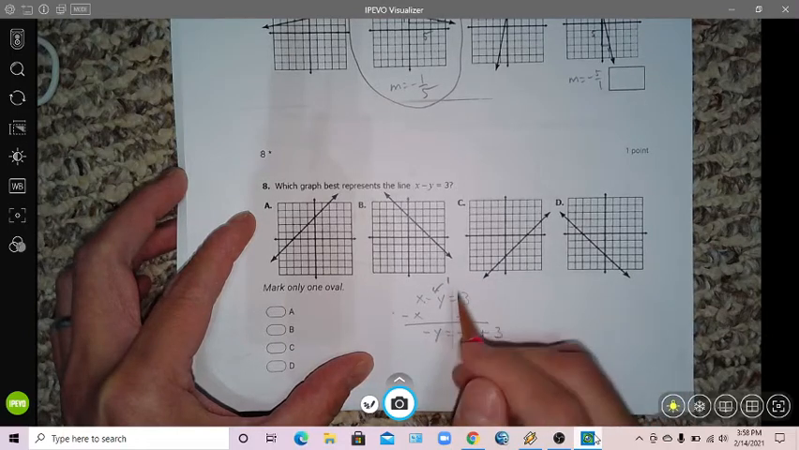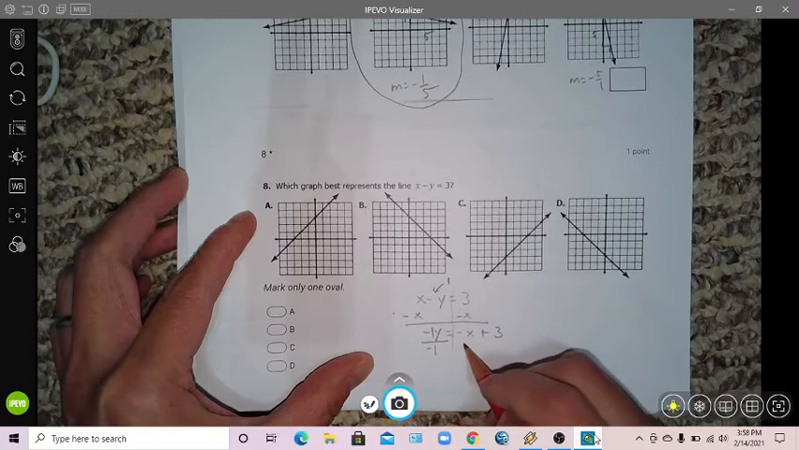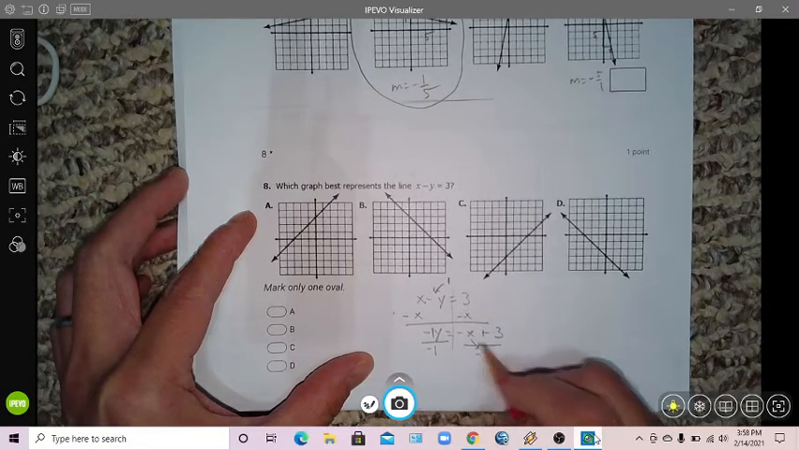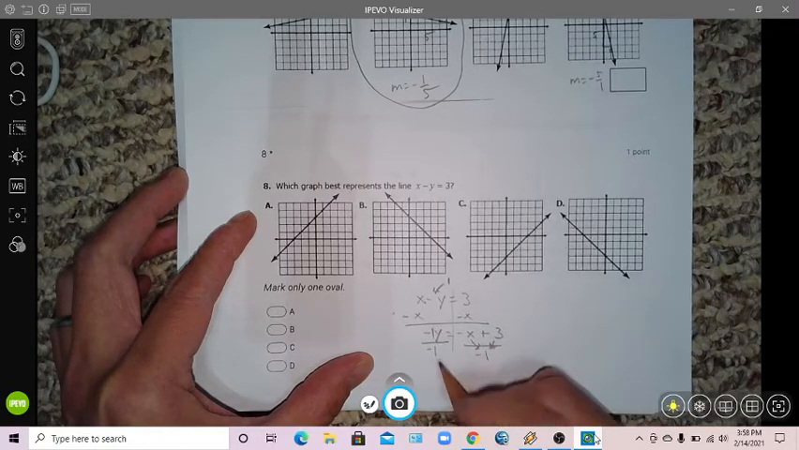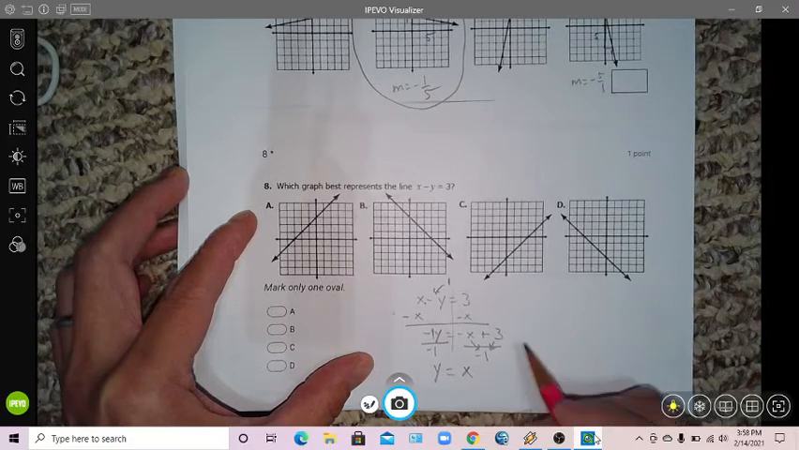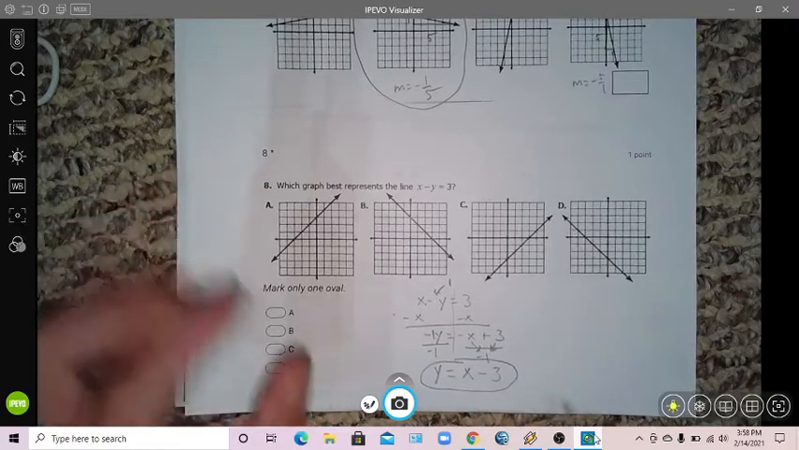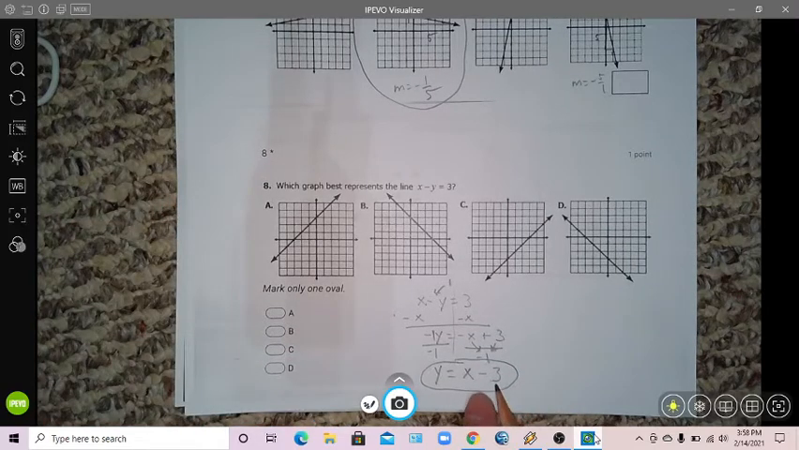So I'm going to divide everything by negative 1, and I have to distribute. Positive y equals negative 1 divided by negative 1, which is positive 1x. 3 divided by negative 1 is a negative 3. So there's the equation I have to match up. The y-intercept is negative 3.